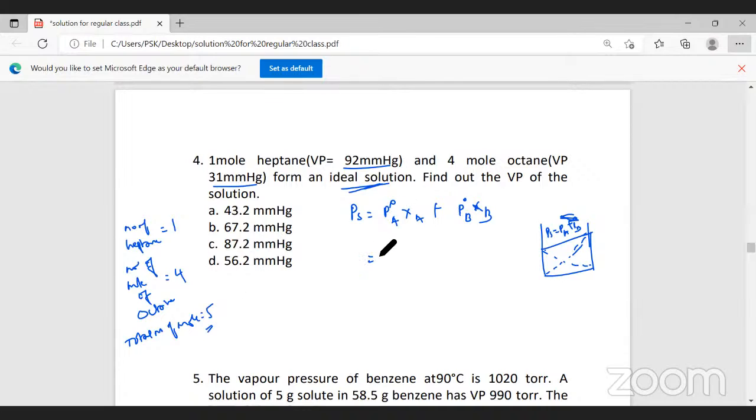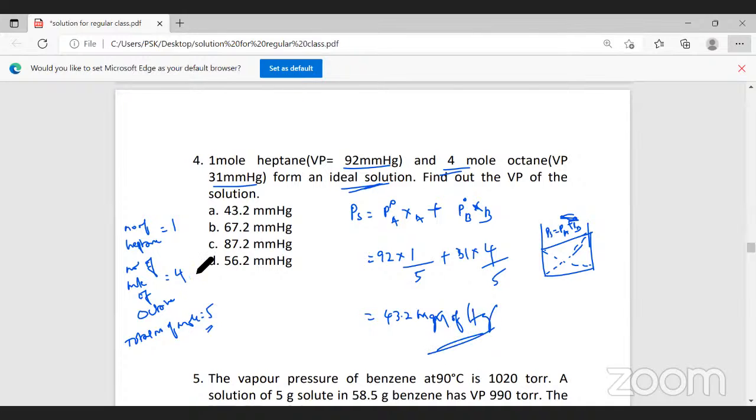Now what is P naught A? They have given 92 into the mole fraction of A. Number of moles of A is 1, divided by total number of moles, which we found to be 5, so 1 by 5. Plus P naught of B, they have given to be 31, and XB is 4 divided by 5. On simplification, you will get this answer to be 43.2 millimeters of mercury, mmHg.